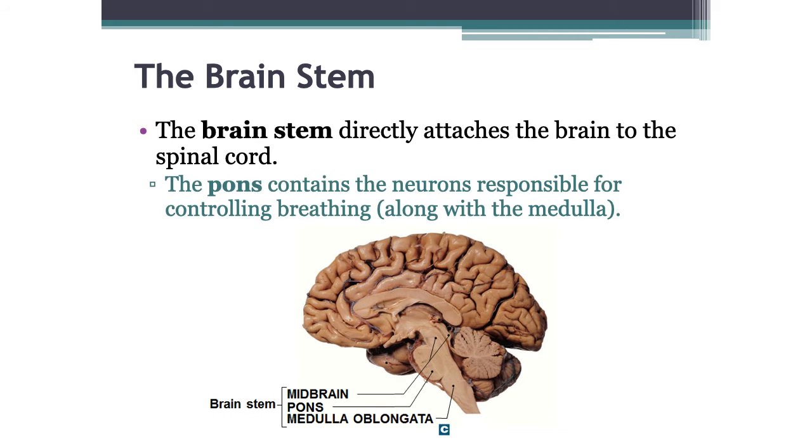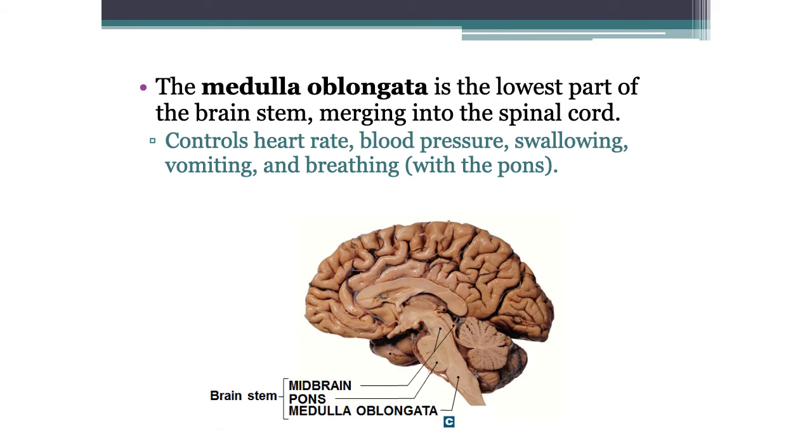The brainstem directly attaches the brain to the spinal cord. The pons contains neurons responsible for controlling breathing. The medulla oblongata is the lowest part of the brainstem, merging into the spinal cord, controls heart rate, blood pressure, swallowing, vomiting, and breathing.